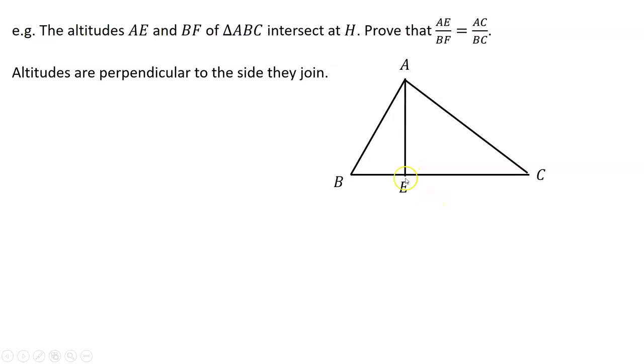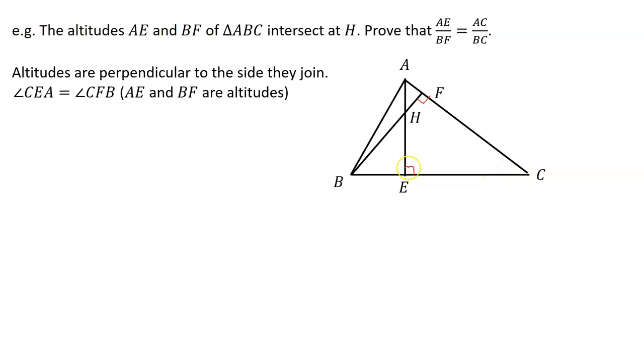So here is my altitude AE, and I know that I have a right angle, and then here is my altitude BF, and I also know that this is a right angle. Now, I can say that angle CEA is equal to CFB. I labelled them to help me notice that, but we know that they're both 90 degrees.